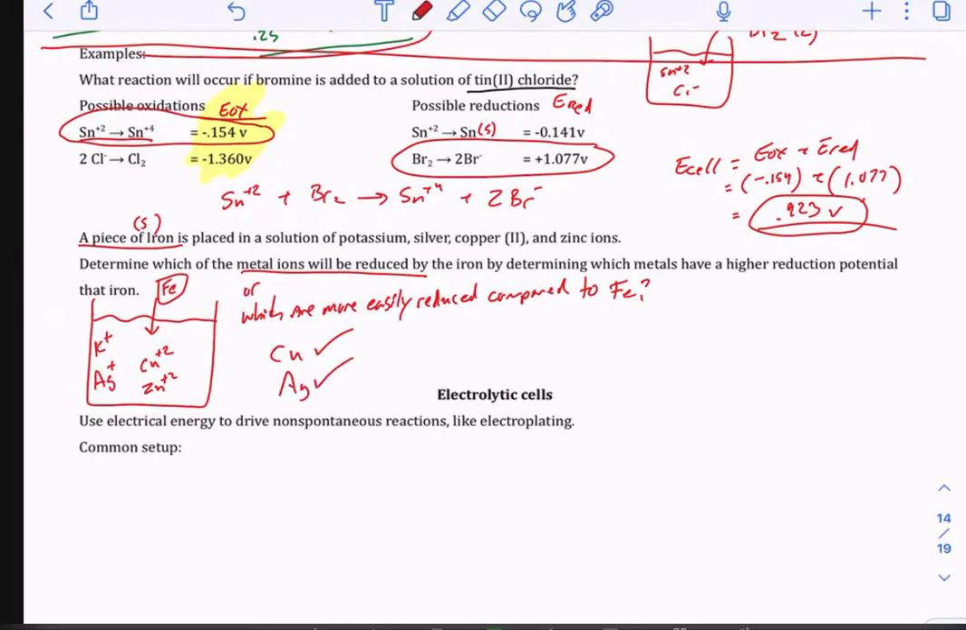Once this piece of iron gets plunked in there, what we're going to end up with is the potassium is unaffected, the zinc is unaffected, the piece of iron will have, there's an order to this, by the way. Which one of these will reduce first, silver or copper?